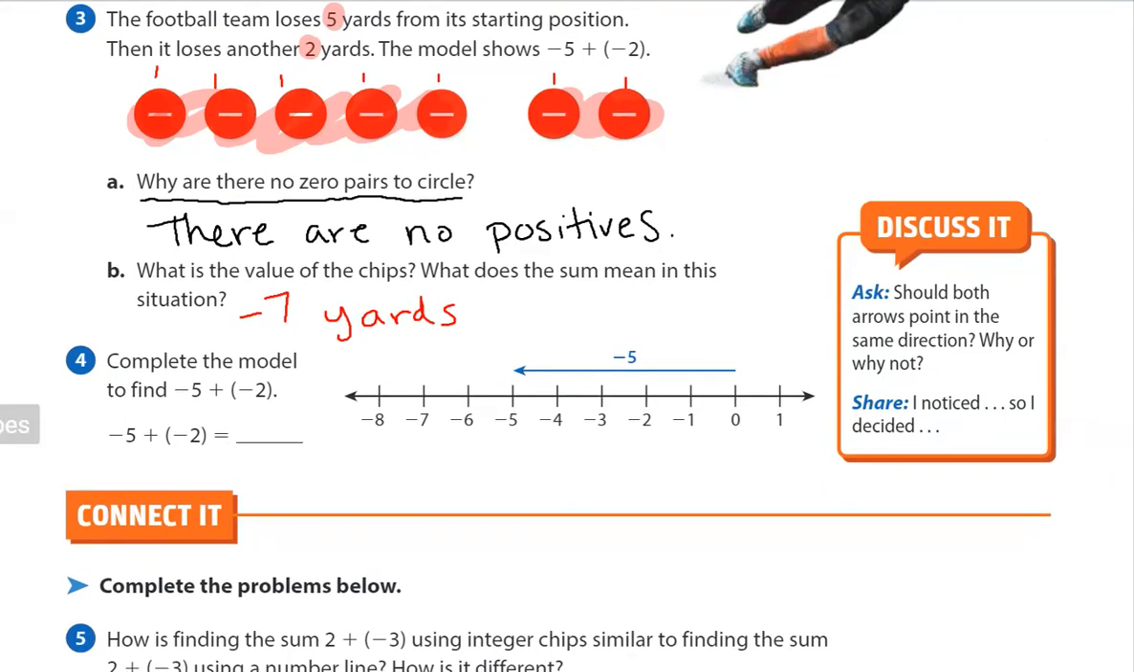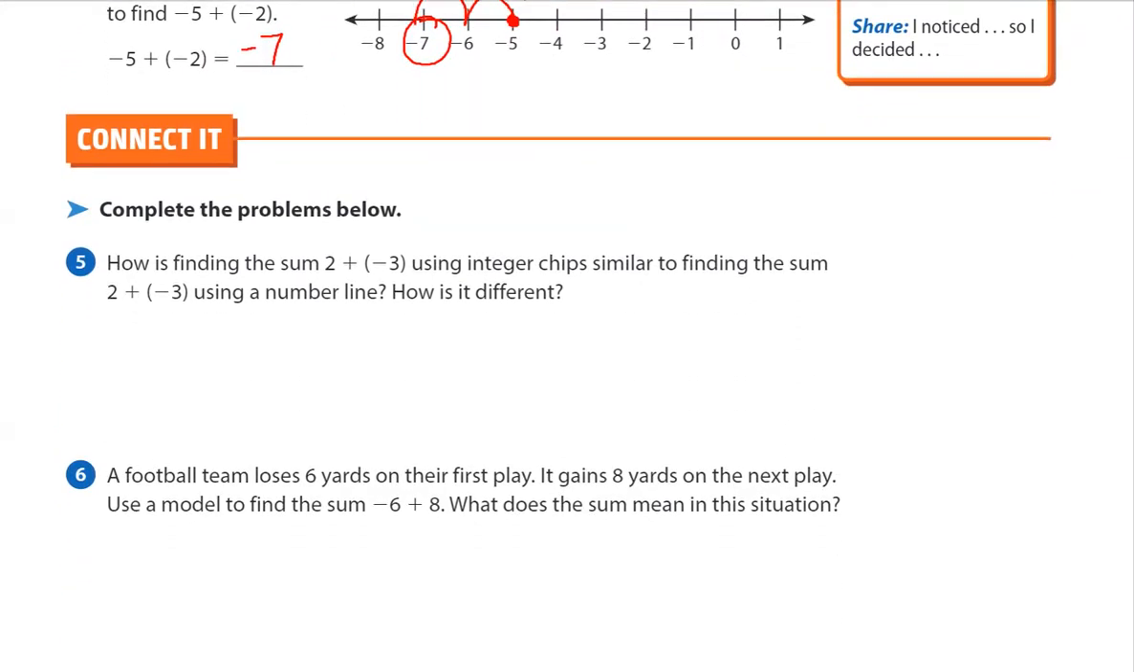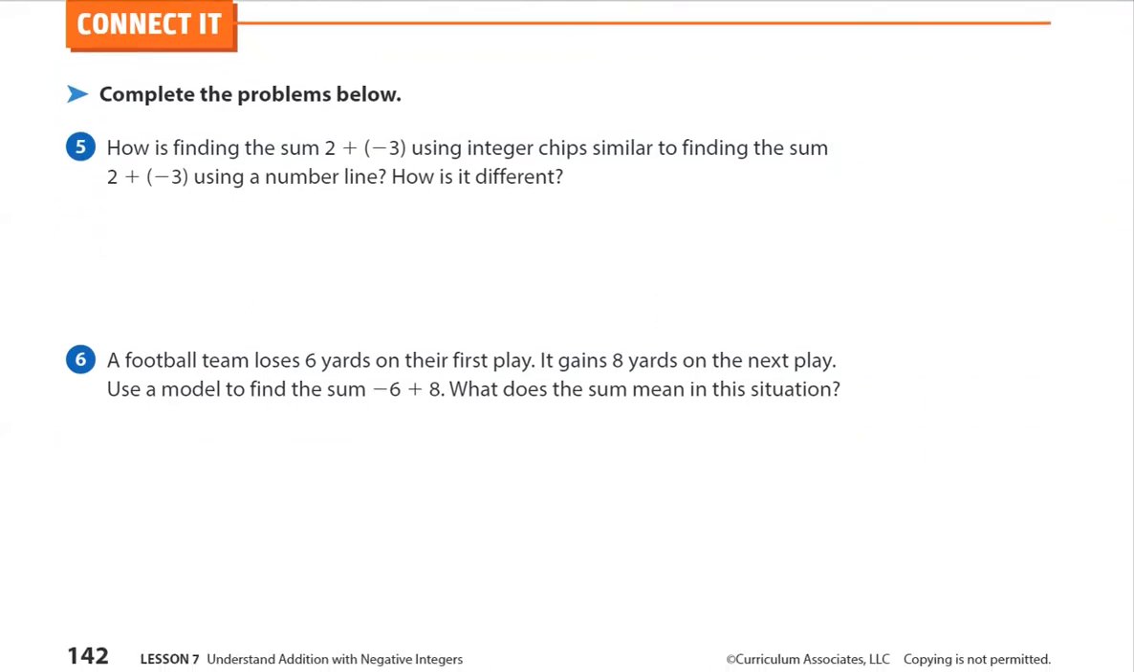And here is that same model where we are starting at -5. First they lost 5, so we're at -5, and they're going to lose 2 more. So we end at -7. So basically, if you have 2 negative numbers, you're just adding them, but with a negative sign at the end.